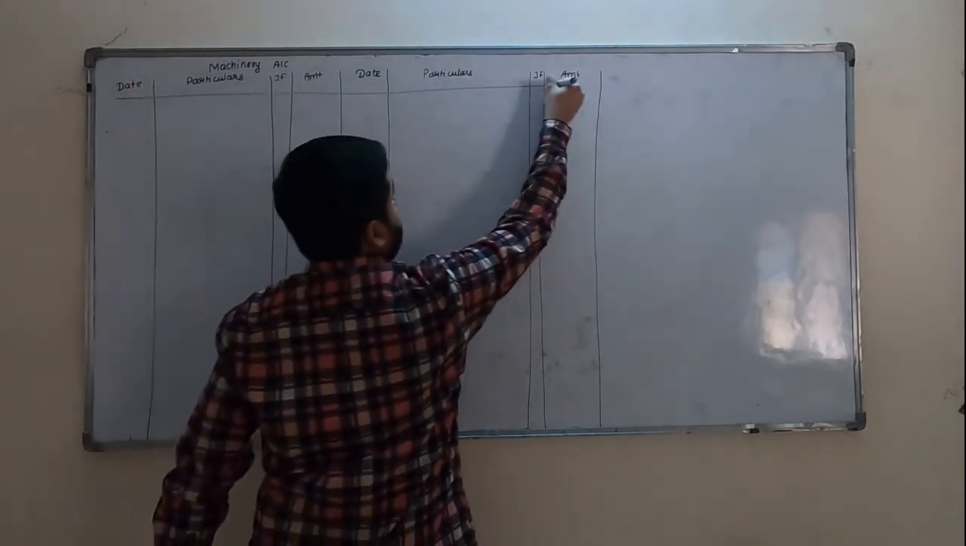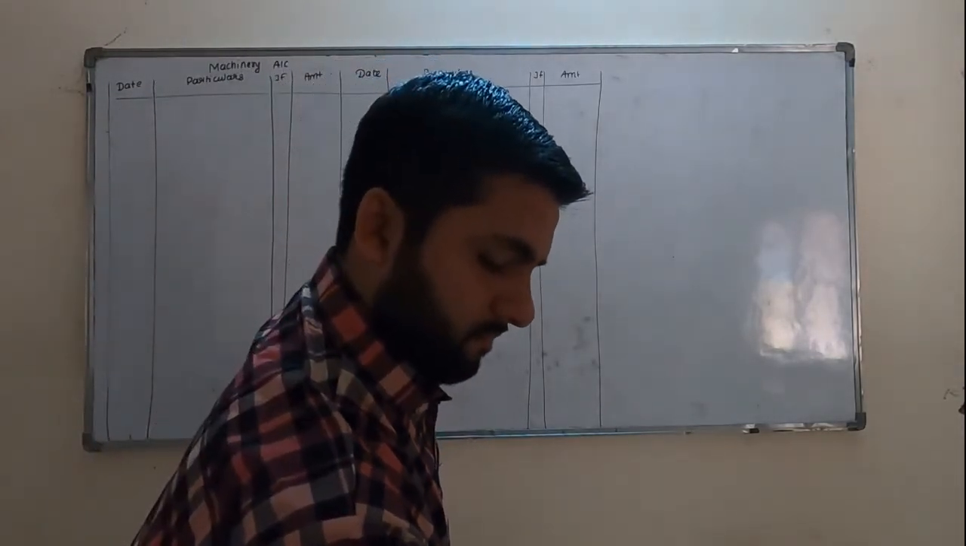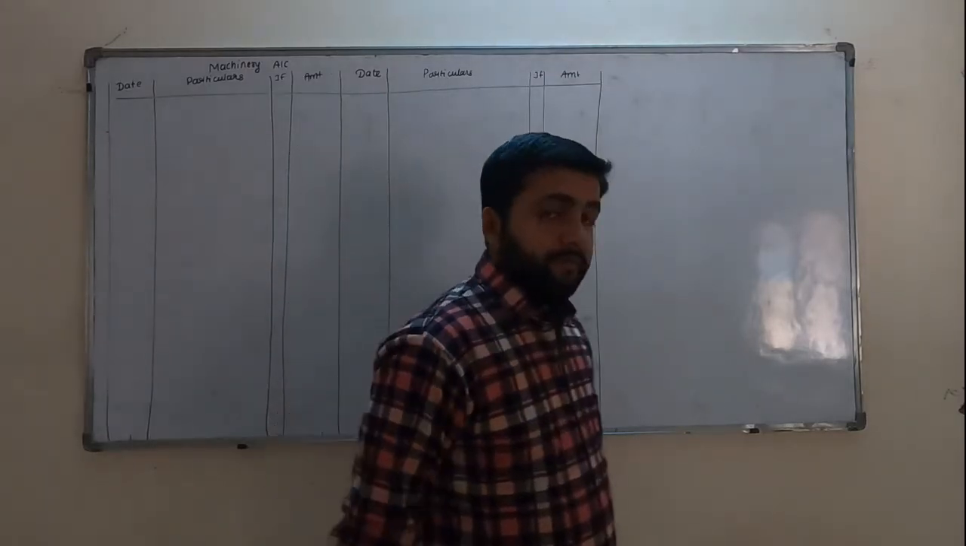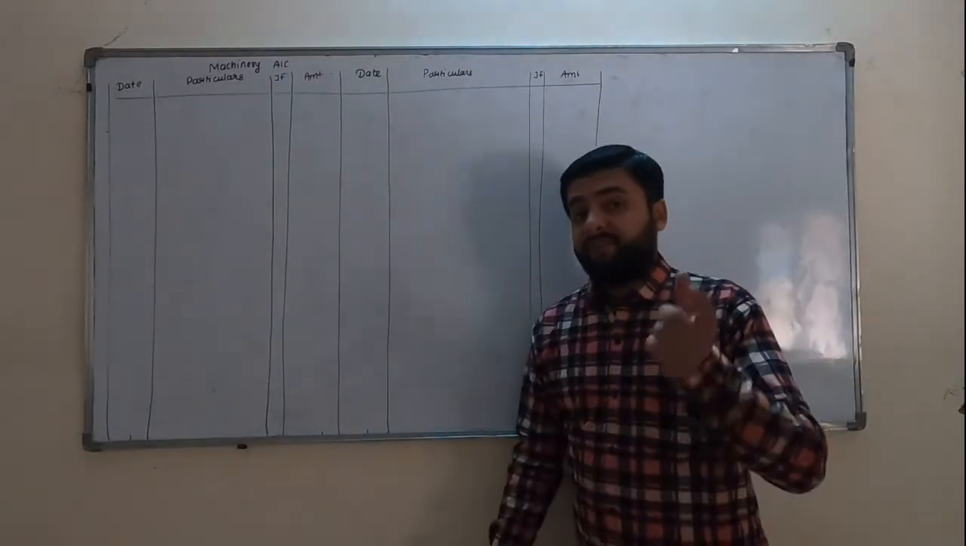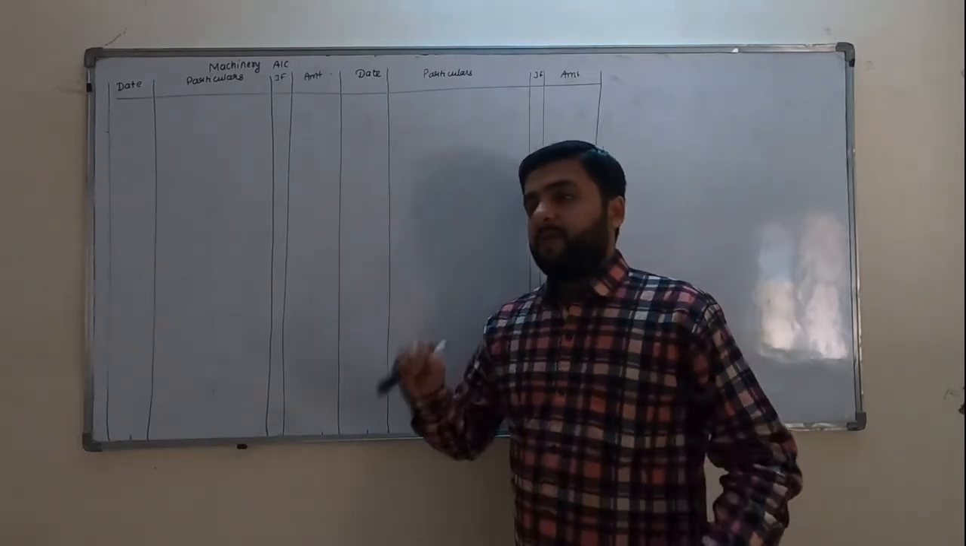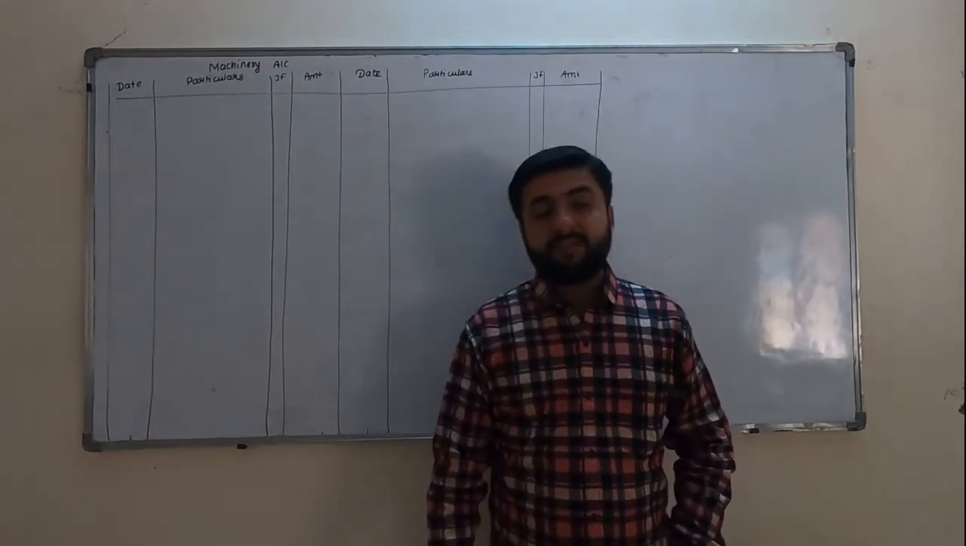So these are our columns. Okay. Now we can prepare the machinery account with the use of journal entries and also without journal entries. If you look at the first journal entry, it is for purchasing the machine in the first year.